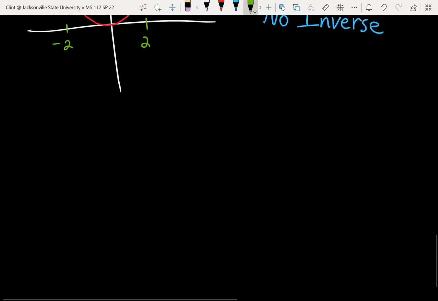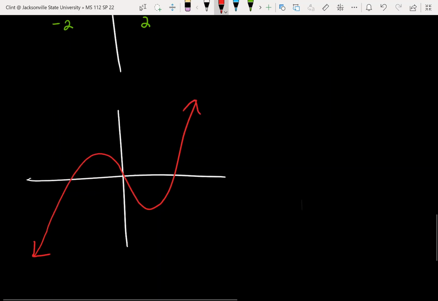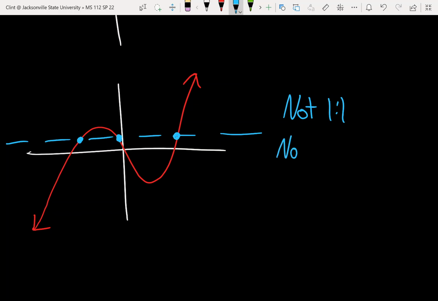Let's see, we could have one that looks like this. That one would fail the horizontal line test. If we draw a horizontal line through here, it touches more than once. And so that function would not be 1 to 1. It would not have an inverse.